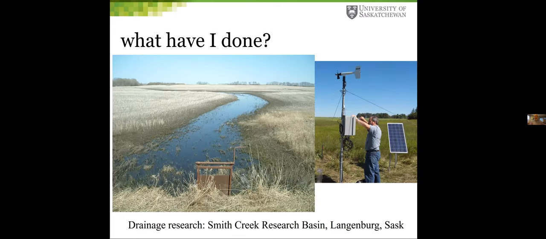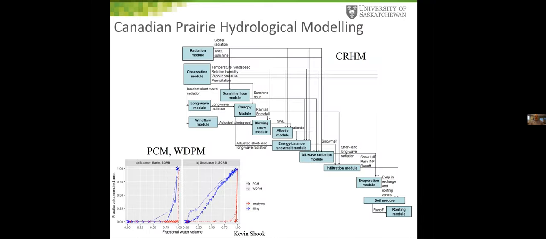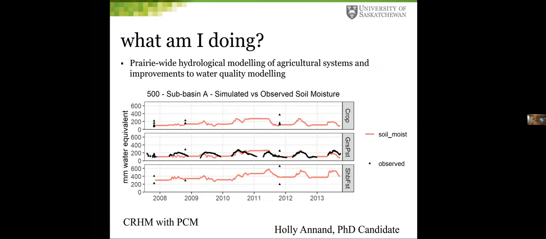After returning, I researched wetland drainage and hydrological connectivity in prairies, at Langenberg. And more recently, developing the Cold Regions Hydrological Model and other models like the PCM and WDPM, looking at the fractional connected area across prairie drainage basins and how that connects with the water volume stored. And there's a hysteretic relationship between the two, which makes hydrological modeling incredibly difficult in the prairie environment because of depressional storage.